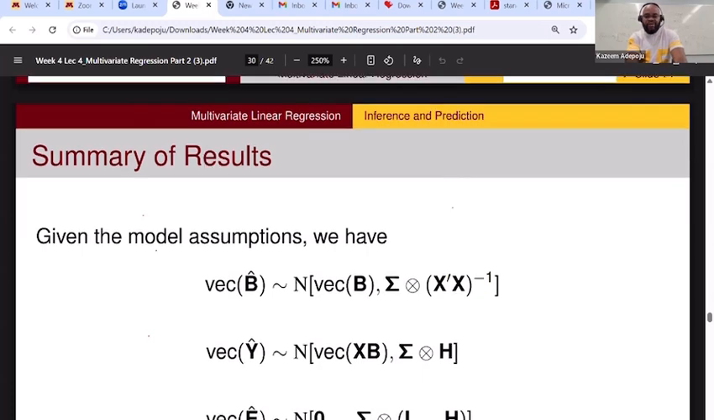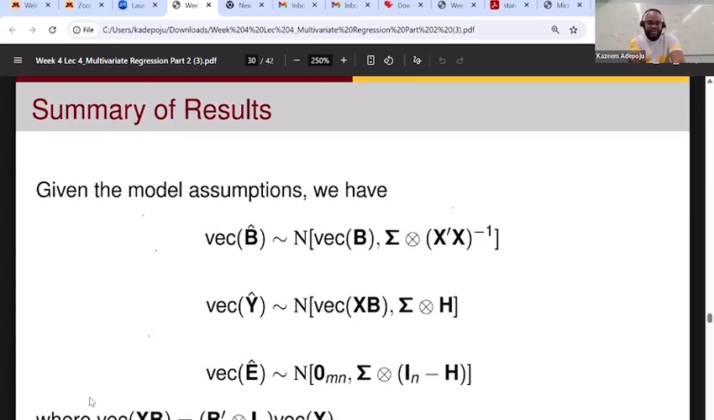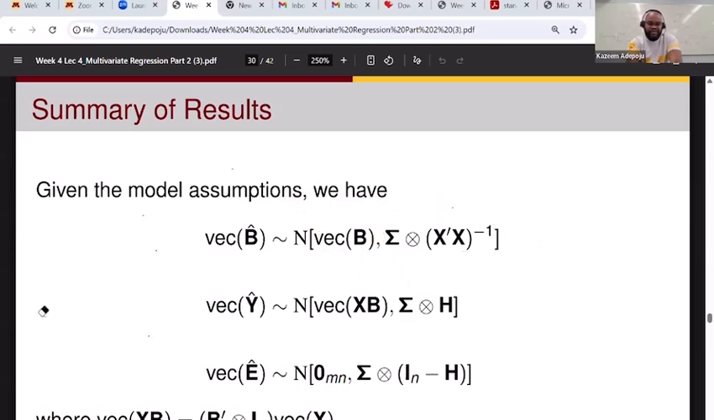Okay, so in the summary of results, if you want to perform inference on the estimate of the regression parameter, we expect in multivariate linear regression to see the distribution for the vec of the B estimator. The distribution for that follows normal with the mean of vec of B, and this as the covariance matrix.